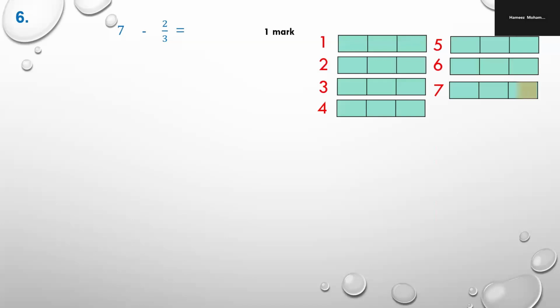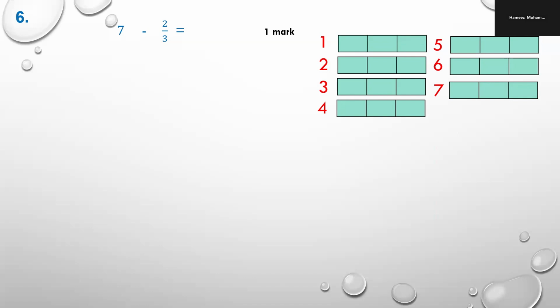So now let's move on to number 6. In this fractions question, which falls under number, we have 7 minus 2/3, and we have to work that out. There are different ways to do it. We can think of it as if we're looking at the denominator of 2/3, that means each whole has how many parts? 1, 2, 3 parts. And we have 2 wholes, 3 wholes, 4 wholes, 5 wholes, 6 wholes, 7 wholes.